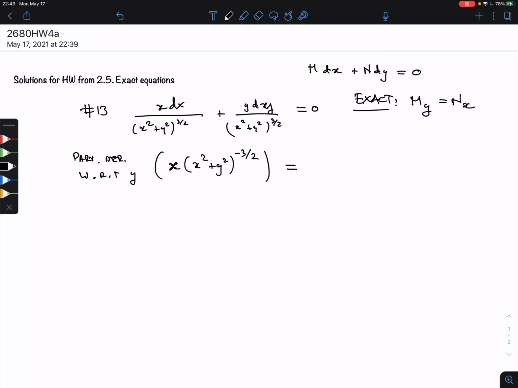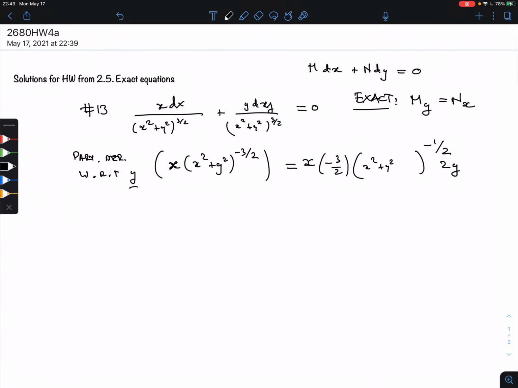So with respect to y, the first x in front is a constant. But then we have a power, and inside is a function. So the x is a constant, we copy that. Then the power rule says that this will be the result. But I have to plug in the inside function, which is x squared plus y squared. The brackets were not necessary. And then I have to take the derivative of the inside function, but remember, it's only with respect to y. So we get a 2y here.